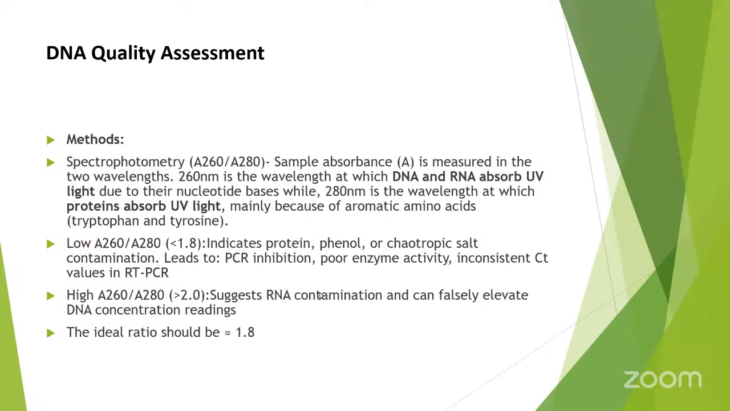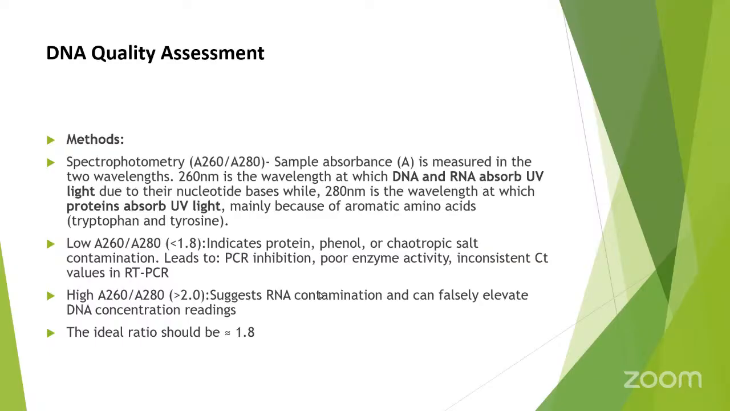Second, we have the low A260/A280 ratio. If it is less than 1.8 on your machine, it indicates protein, phenol or chaotropic salt contamination, and this leads to PCR inhibition, that is poor enzyme activity, and can cause inconsistency in CT values in the real time PCR.